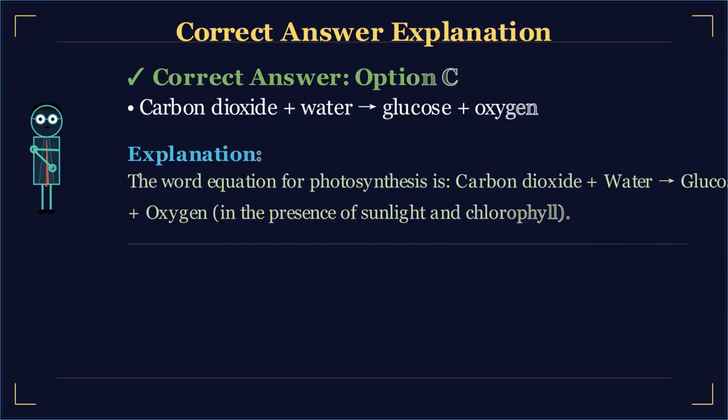Here's the explanation for the correct answer. The word equation for photosynthesis is: carbon dioxide plus water, arrow, glucose plus oxygen, in the presence of sunlight and chlorophyll.